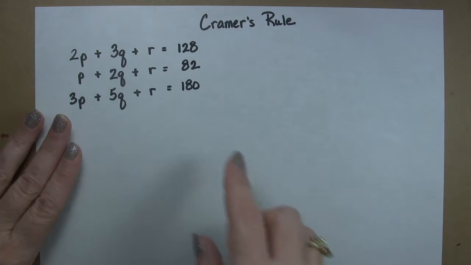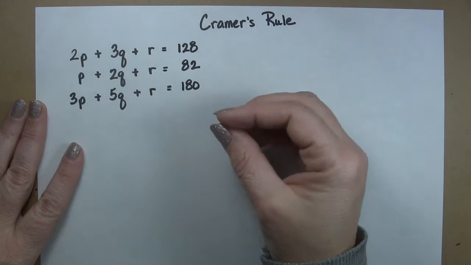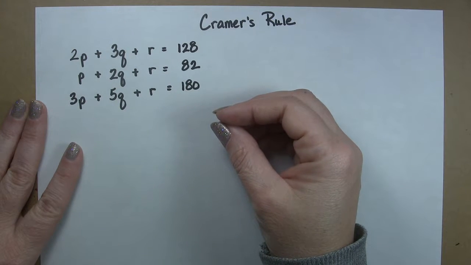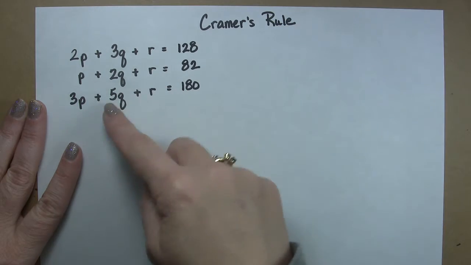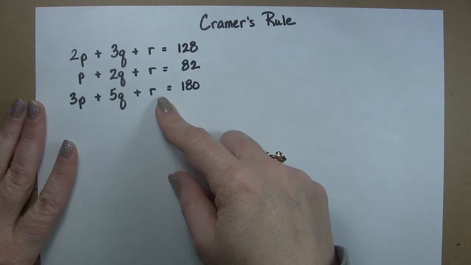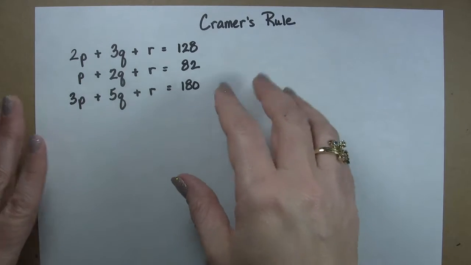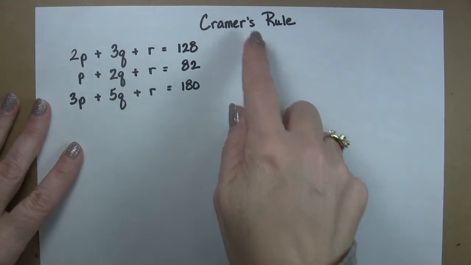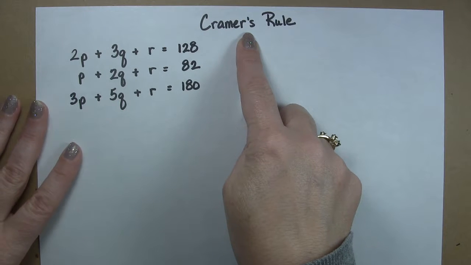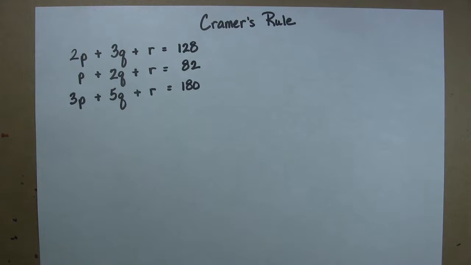One of the difficulties about using the combination method that we've learned before is that you have to solve for all three variables, right? You can't just skip ahead and say, I just want to solve for Q. I don't care what P and R are. You can't do that. With Cramer's rule, you can do that. And so this is going to be the first video which explains how to go about doing that.